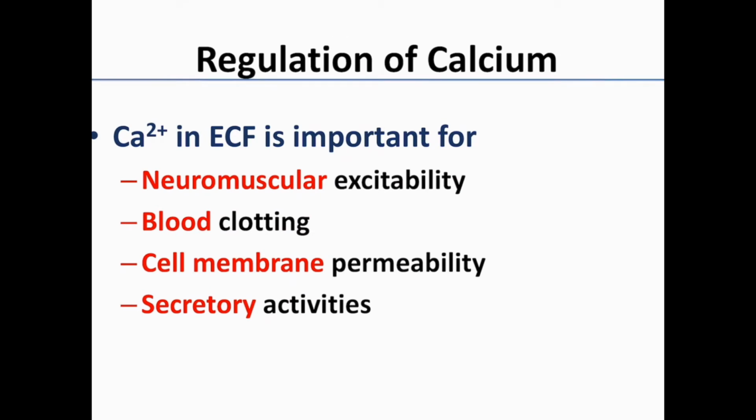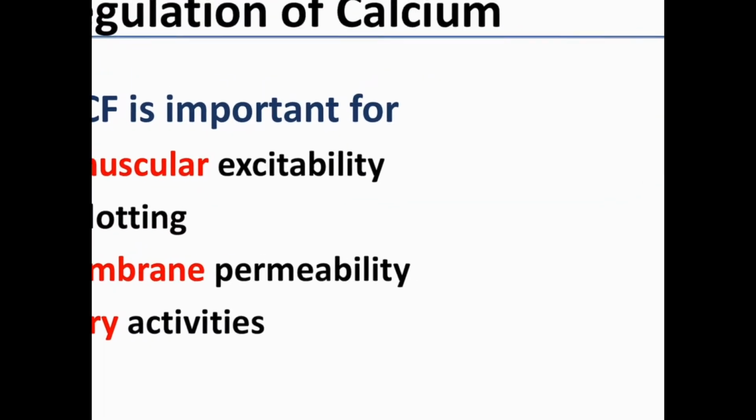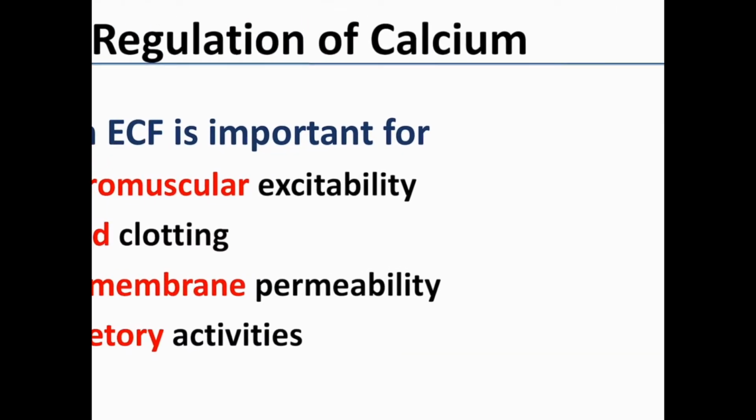Another very important ion that we are looking at its regulation in this chapter is going to be the calcium ion. Calcium in the extracellular fluid is important because it's going to be regulating the neuromuscular excitability. If you remember, one of the major activities of calcium that we did discuss back with the heart was that it is responsible for the plateau phase of the action potential of the cardiac muscle cells.